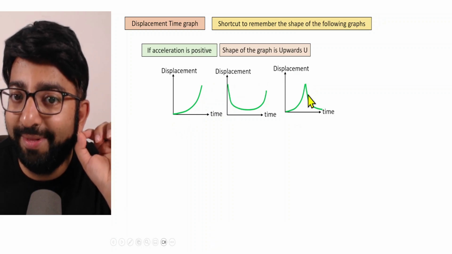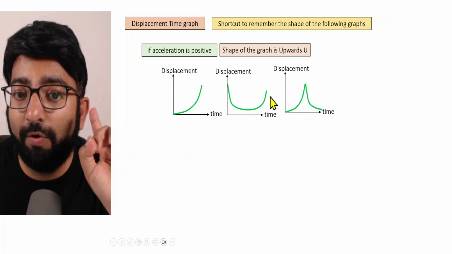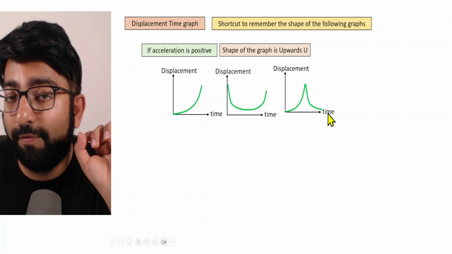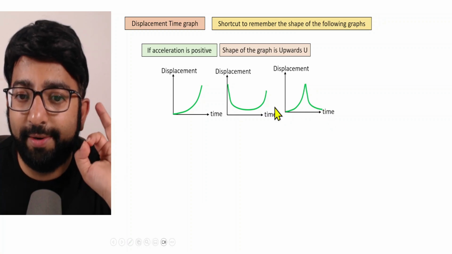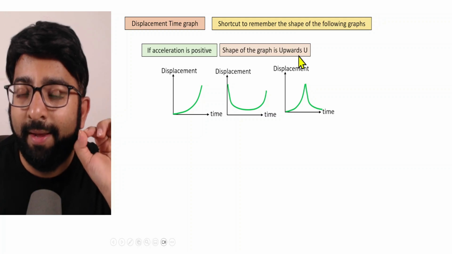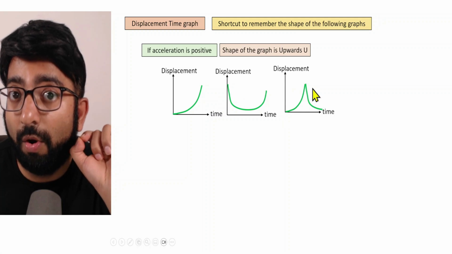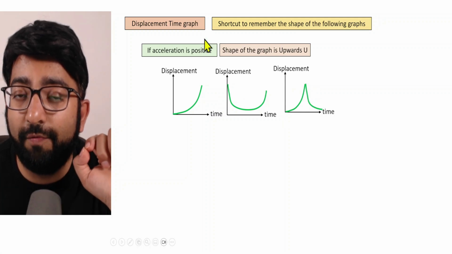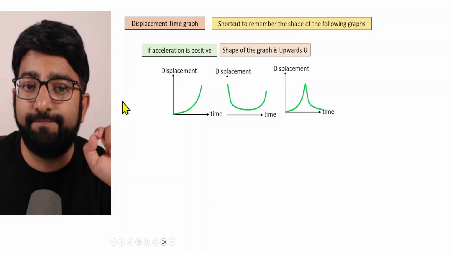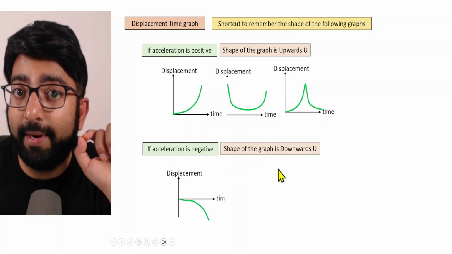And what's going on in this example case 3? So this part is the second half of the U and this is the first half of the U. But overall, if you analyze, all these three graphs are of the shape of an upwards U. And in the exam situation, if the graphs look like this, you can automatically deduce that the value of acceleration is positive. On the other hand, if acceleration is negative, then the shape of the graph will be downwards U.